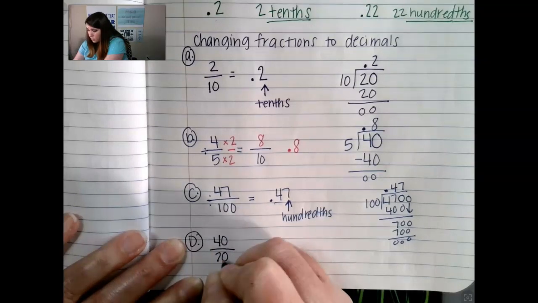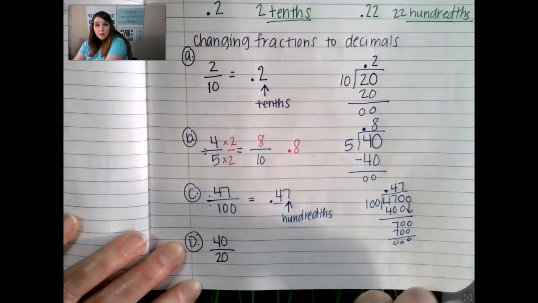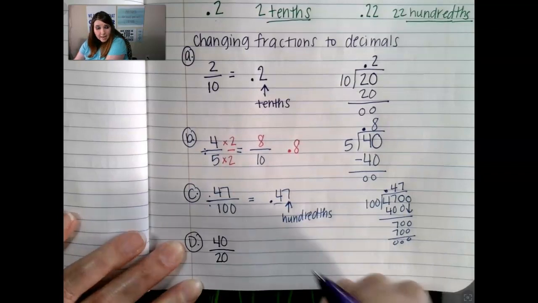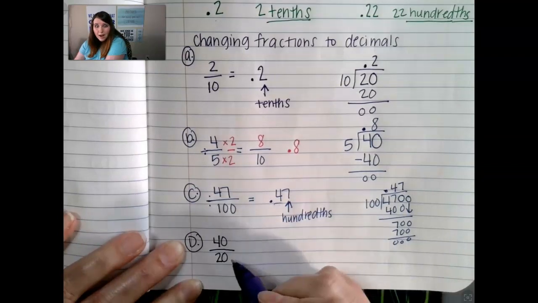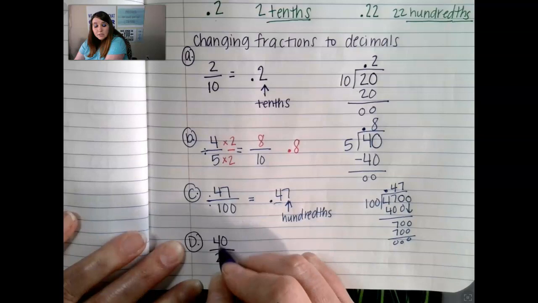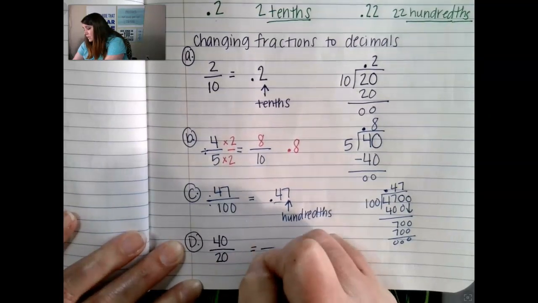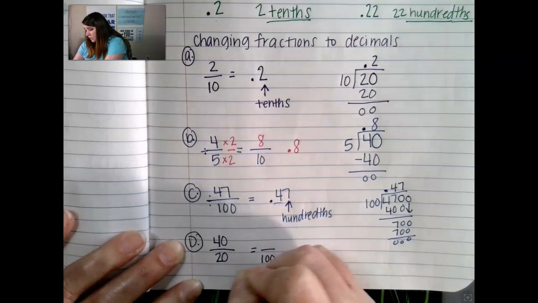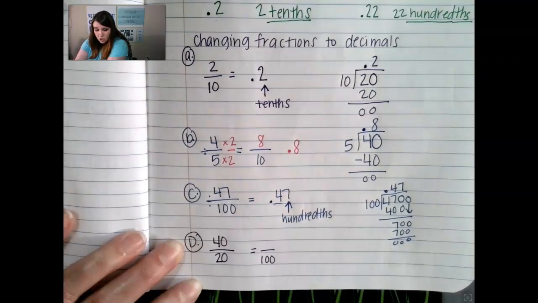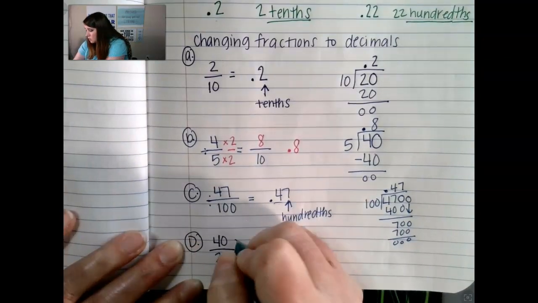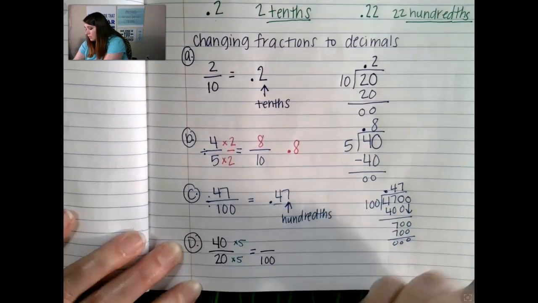40 over 20. Okay, well, I can read this as 40 over 20. Well, I know 40 is bigger than 20, so this is going to have a whole number in it because 40 is bigger. But still, let's go ahead and get it to hundredths. Well, 20 to 100 is a change of 5. So I need to multiply by 5. So I'm going to multiply by 5 on the top.